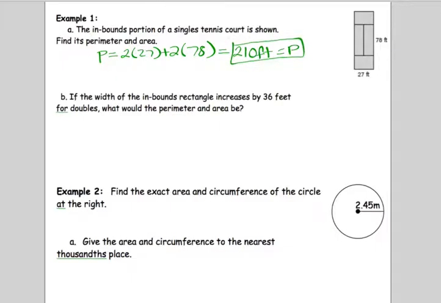And then we're going to find our area. The area comes from length times width, or width times length, it doesn't matter the order there. So 78 times 27 to get our area, which is 2,106 feet squared, because it's area, so it's feet squared.